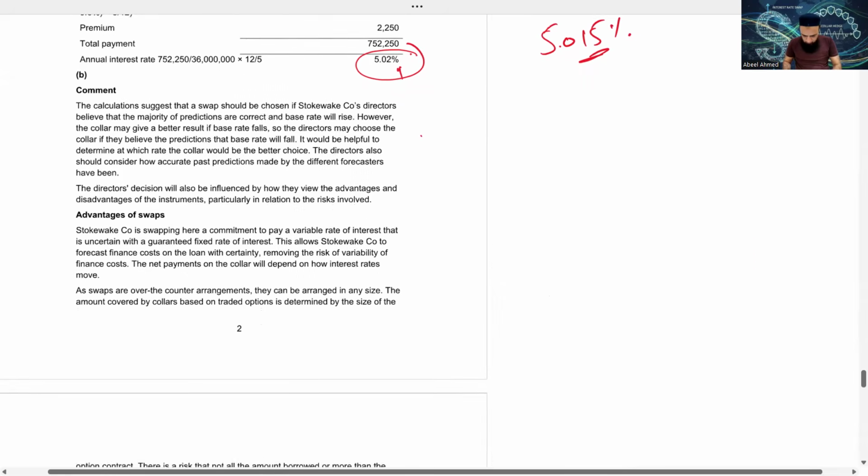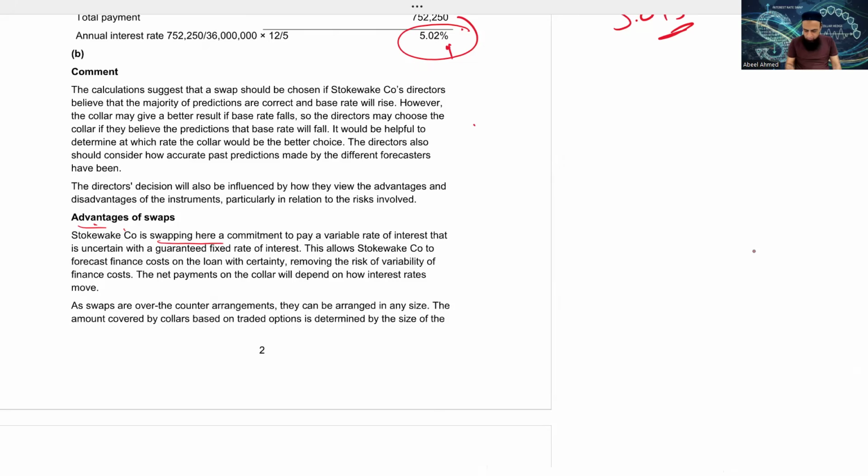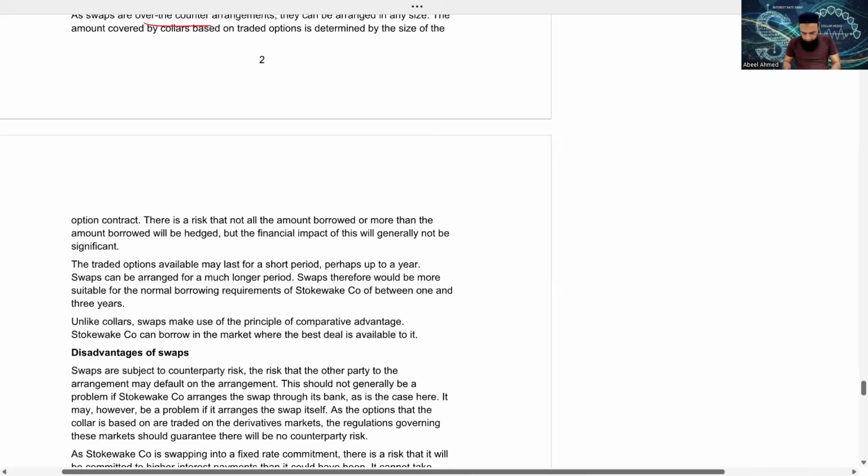Advantages of swap. Stockwake company is swapping here its commitment to pay a variable rate of interest that is uncertain with a guaranteed fixed rate. I think we have covered this point. Of course, nobody is expecting you to produce the same volume which the examiner is producing, but that point is covered. You have actually converted your variable rate to the fixed rate. A swap is an OTC product. We have discussed that as well. Collar is not an OTC product.